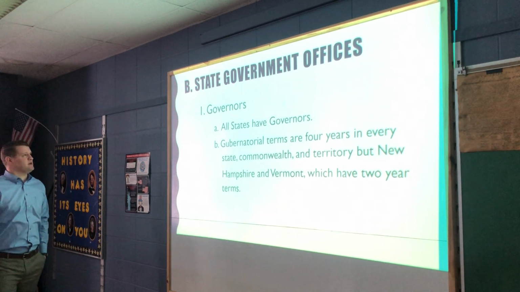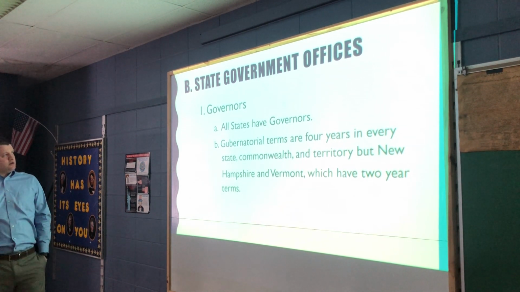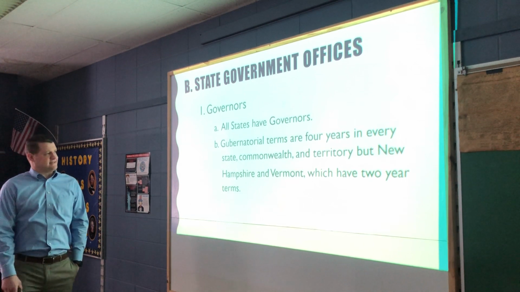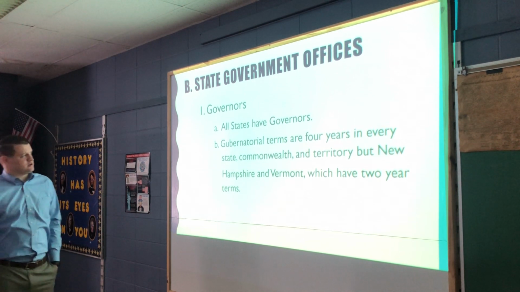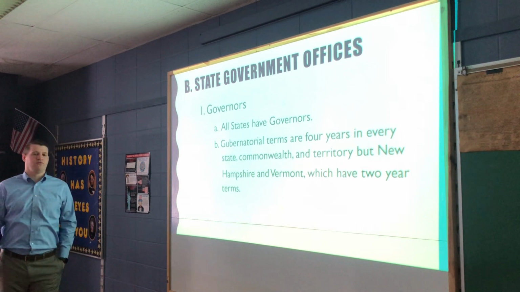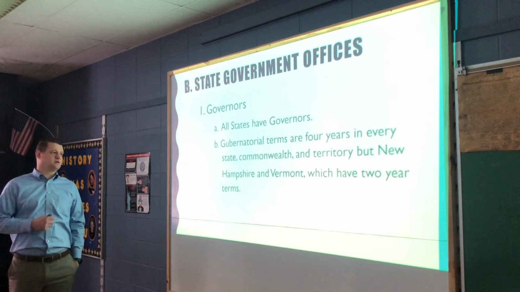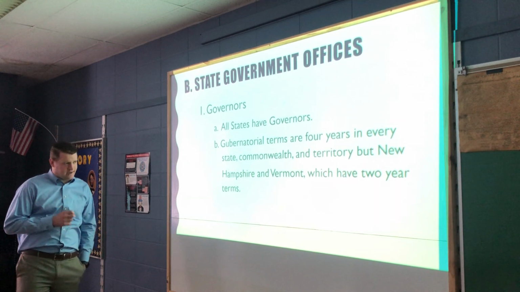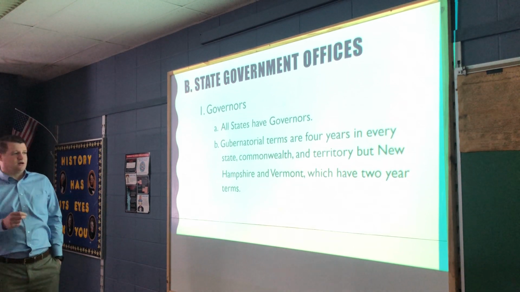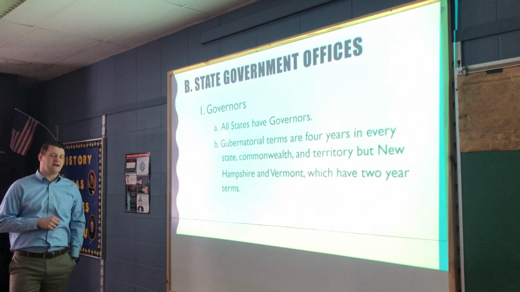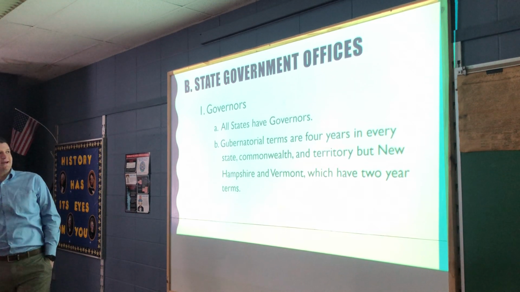So letter B, state government offices. Governors, number 1: all states have governors, and their terms are called gubernatorial terms. In 48 of the states, the gubernatorial terms are 4 years in length, and New Hampshire and Vermont are the 2 states which only have a 2-year term length.